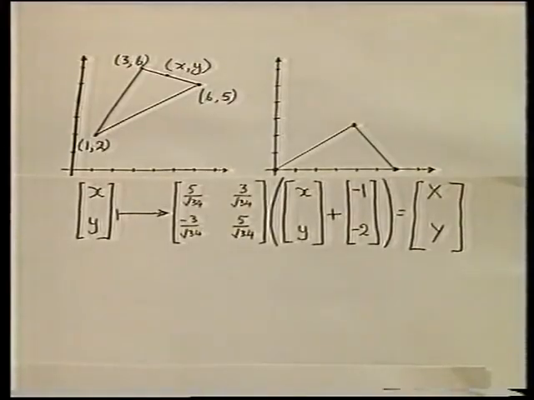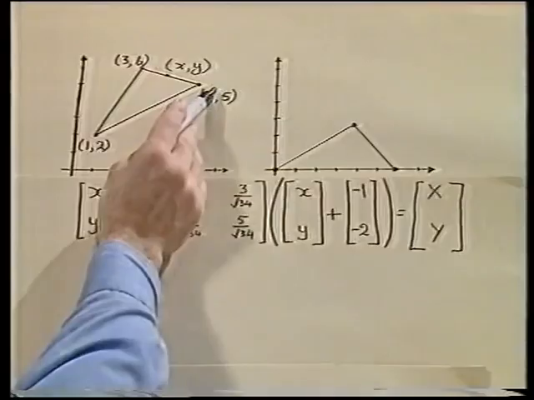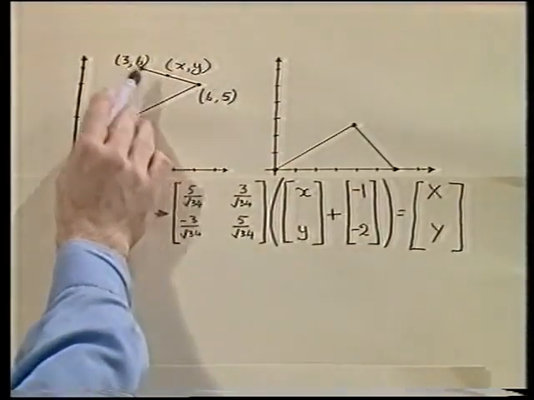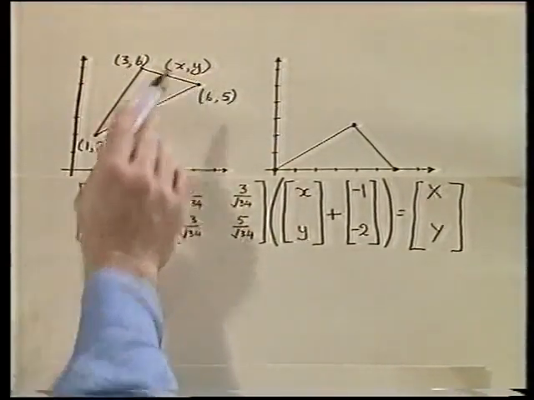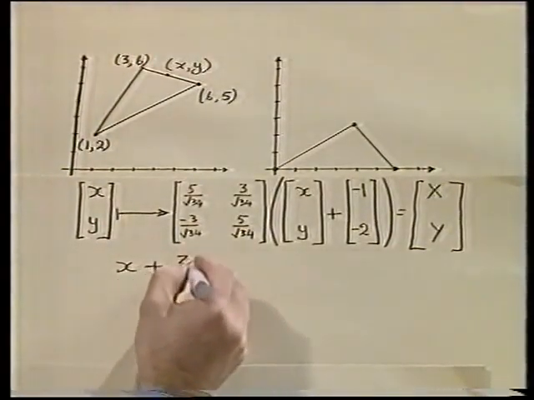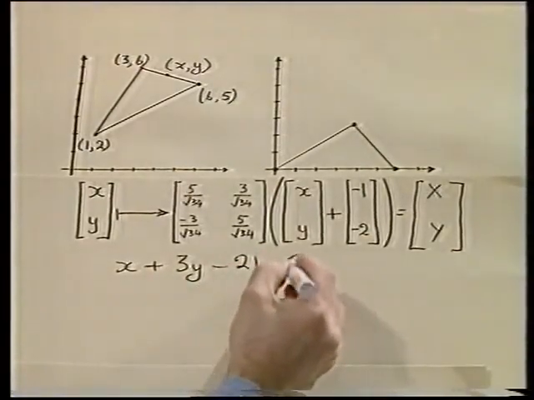Well, what do I know? I know that this point lies on this line. So the coordinates of this point are connected by an equation, the equation of this line. Well, that's something we asked you to find out in the work before the program. And what you got was this: x plus 3y minus 21 equals 0.